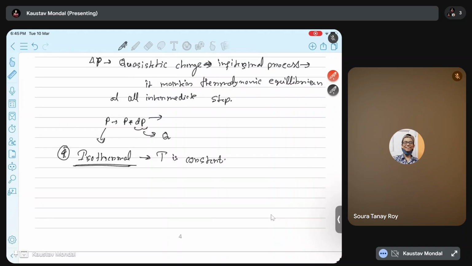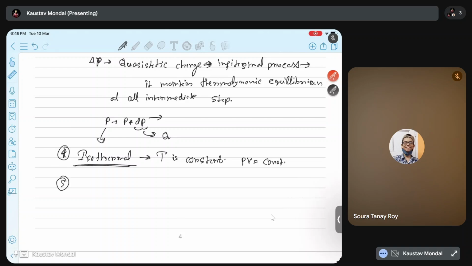In that case, the equation looks like this: PV equal to constant, for the case of an ideal gas. PV equal to KT, where K is already a constant and T is also a constant, so together they form a constant. So PV equal to constant. This is the isothermal process.